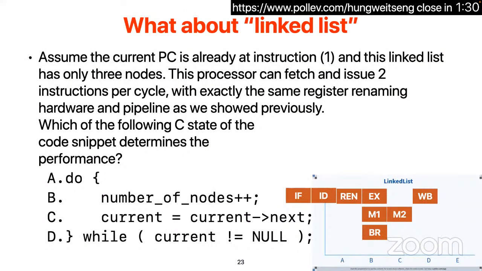And now I want to test if you know how to do this. So this is the linked list code. Which line of code would determine the performance?